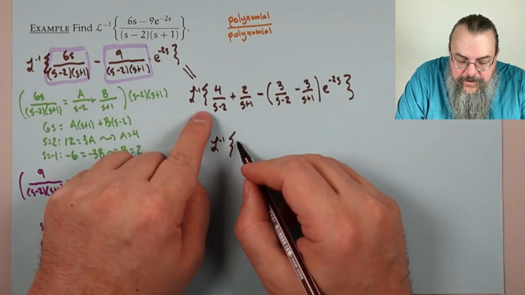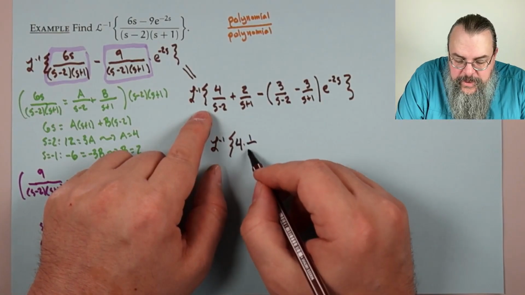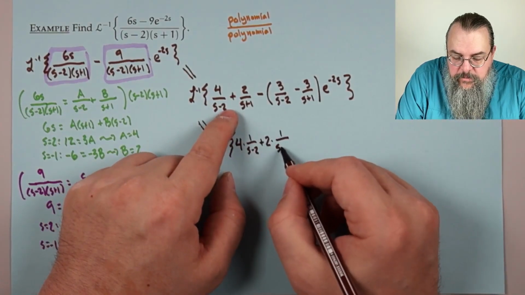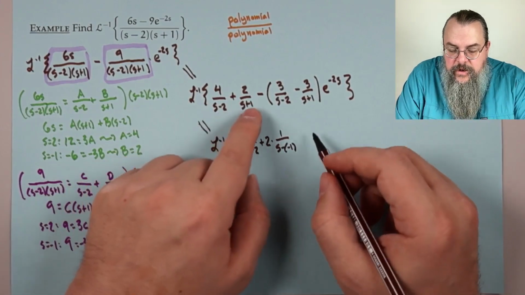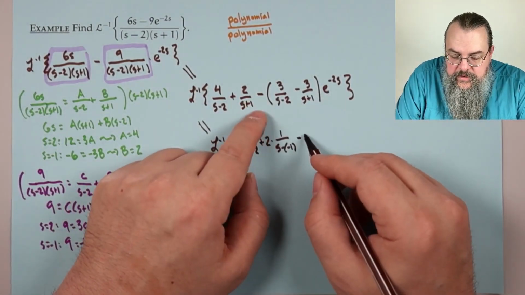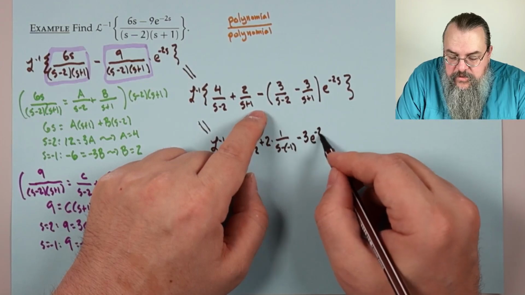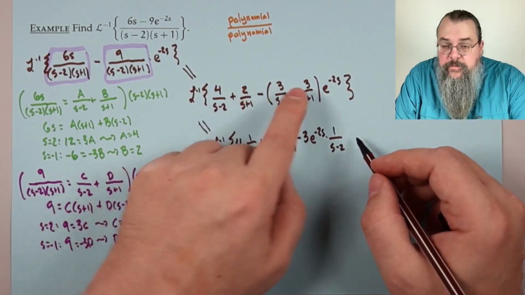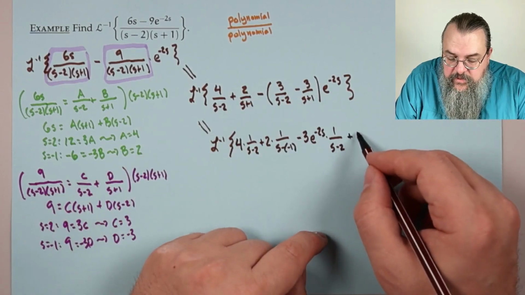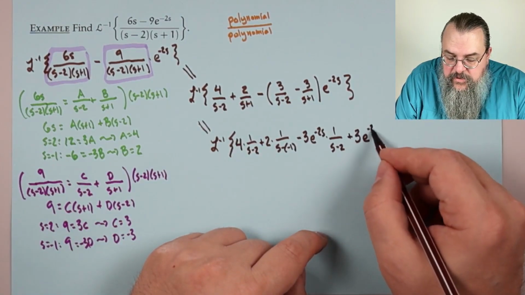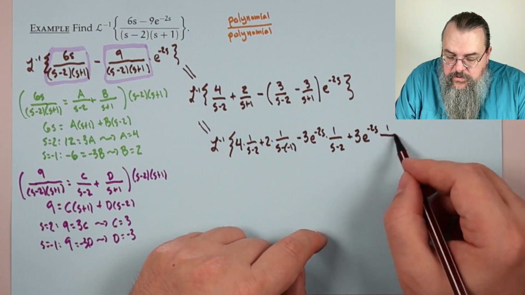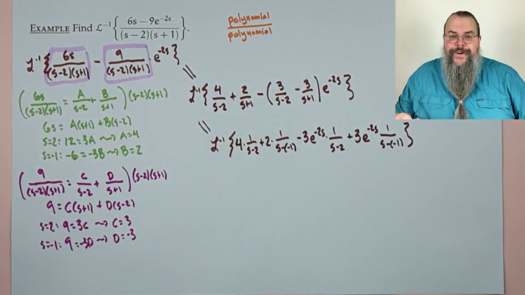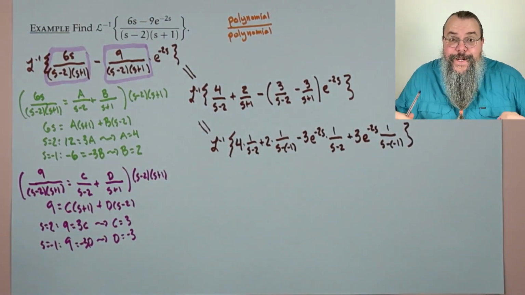On the first part, we're going to think of this as 4, 1 over s minus 2, plus 2, 1 over s minus 1. Okay, distribute through, we'll have a minus, we'll put 3 e to the minus 2s, 1 over s minus 2. Minus minus makes a plus, so plus 3 e to the minus 2s, and then 1 over s minus minus 1. Whew. Okay, now we're ready.